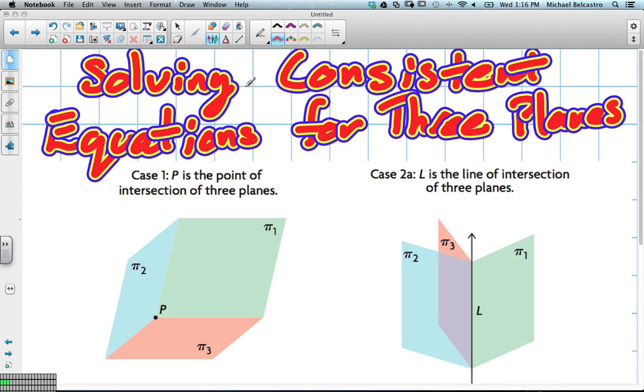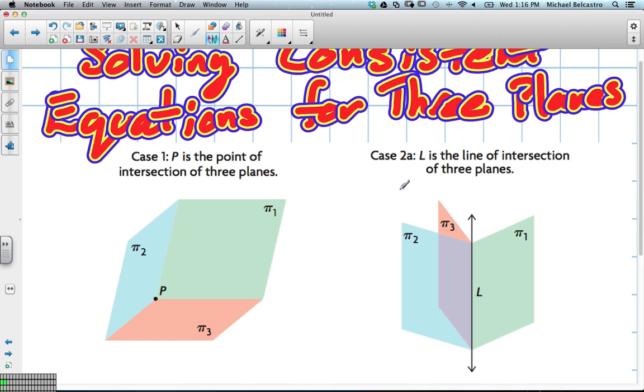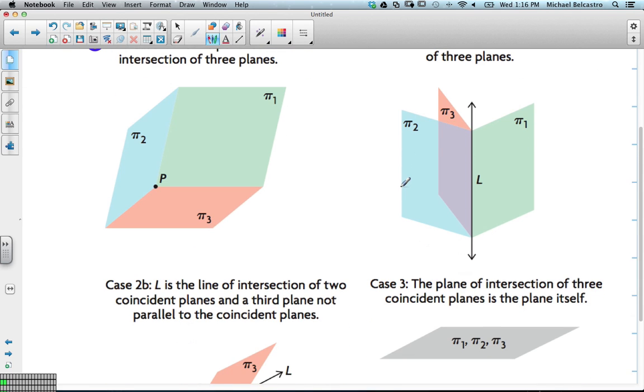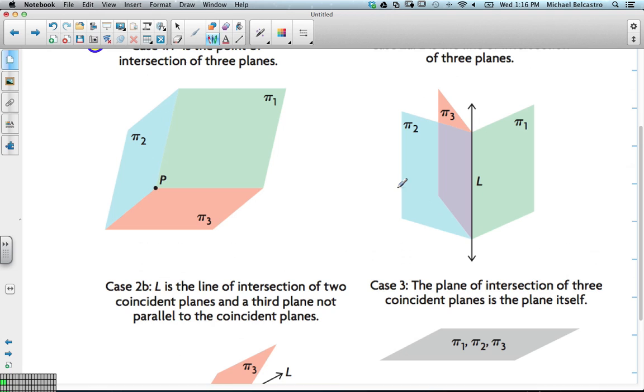Okay, so we're going to go over solving consistent equations for three planes. And the reason they're called consistent is that in all situations, you will have what is essentially one answer. Okay, so in case number one, all three planes will converge at a single point. So some coordinate in space.